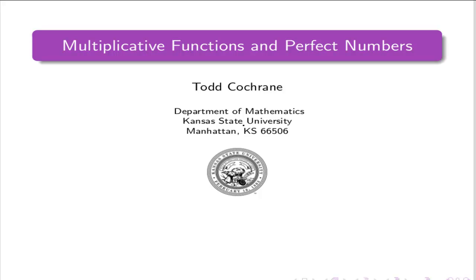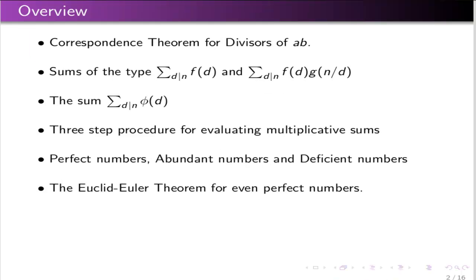Continuing our study of arithmetic functions, we're going to look more at multiplicative functions and the concept of perfect numbers in this section. So first we'll prove a correspondence theorem for the divisors of a product of two relatively prime numbers, a and b. We'll look at sums of the type sigma f of d and sigma f of d g of n over d over the different divisors of n.